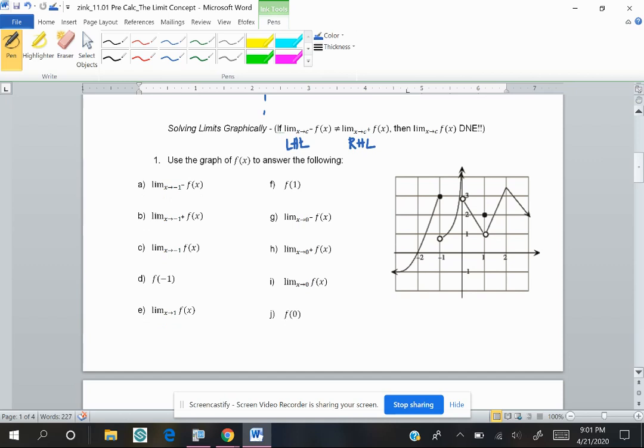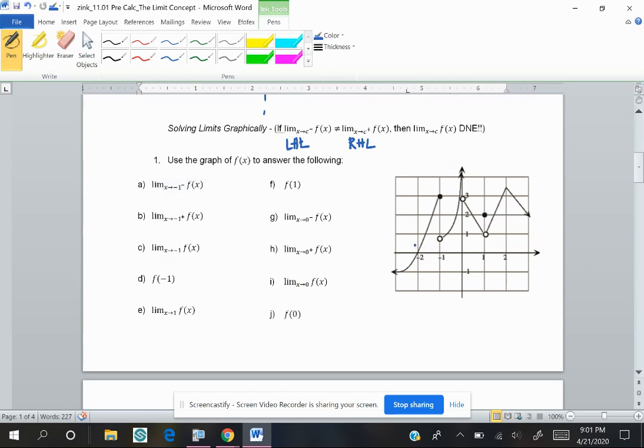Number 1, use the graph of f of x to answer the following questions. I know this is often a really challenging topic for students, so I want you to just take it for what it is. Don't try to make this harder than it is. We're just asking you to find a limit. That just means, what are we getting closer to? What are we approaching? What number? What y value?